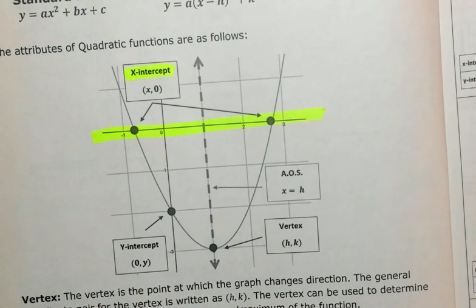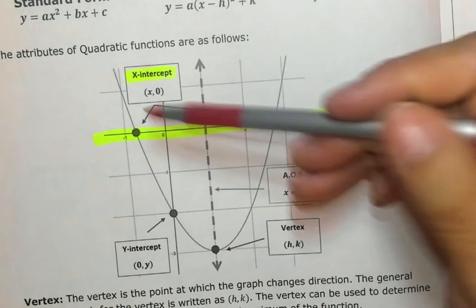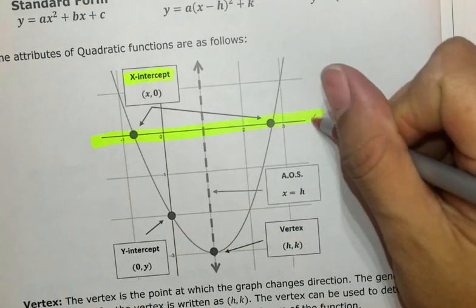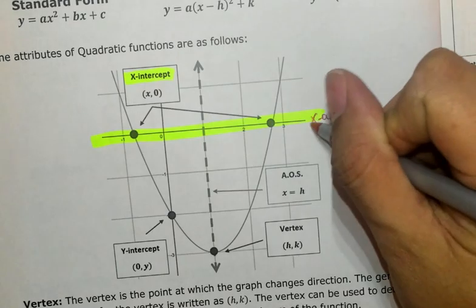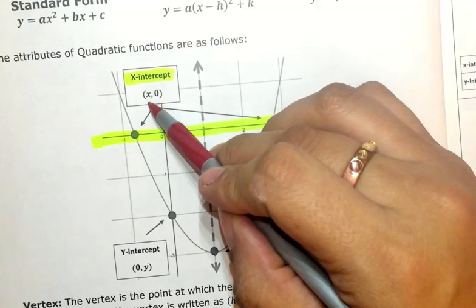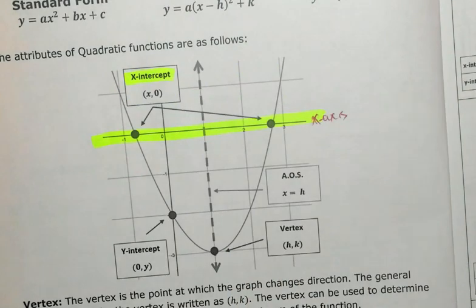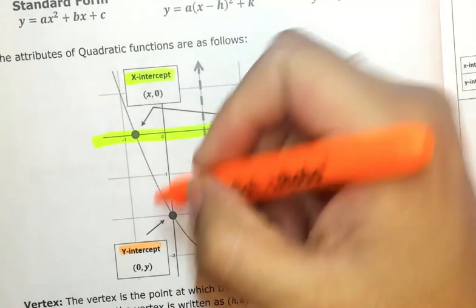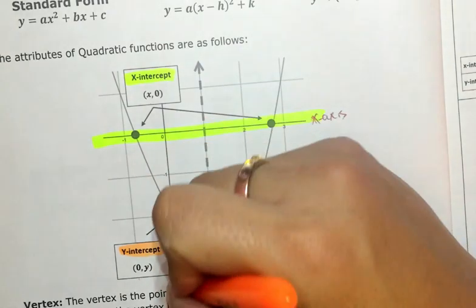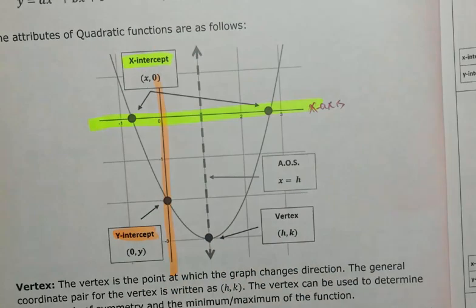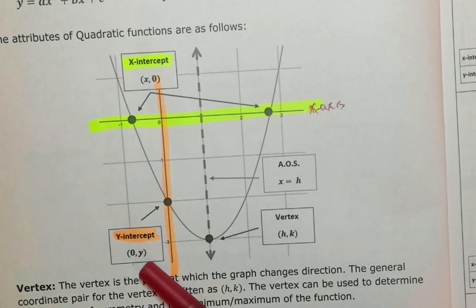So it's the 2 points that the graph intersects the x-axis with. And these points are going to be written as x comma 0. Then you have the y-intercept, which is similar to the x-intercept. It's a point where the graph crosses the y-axis. So it's just written opposite, 0 comma y.